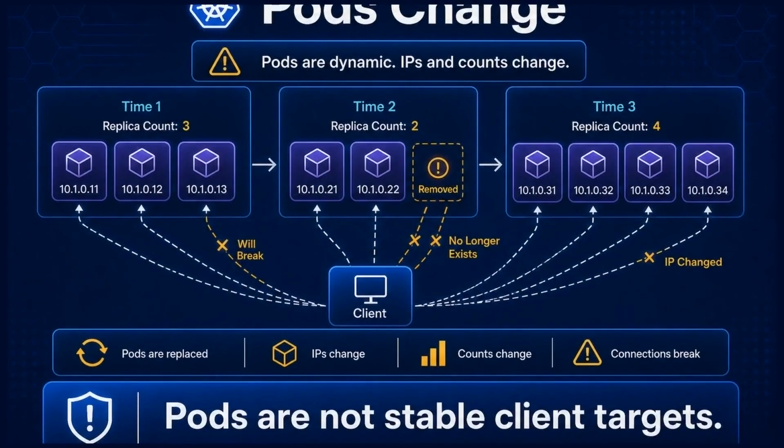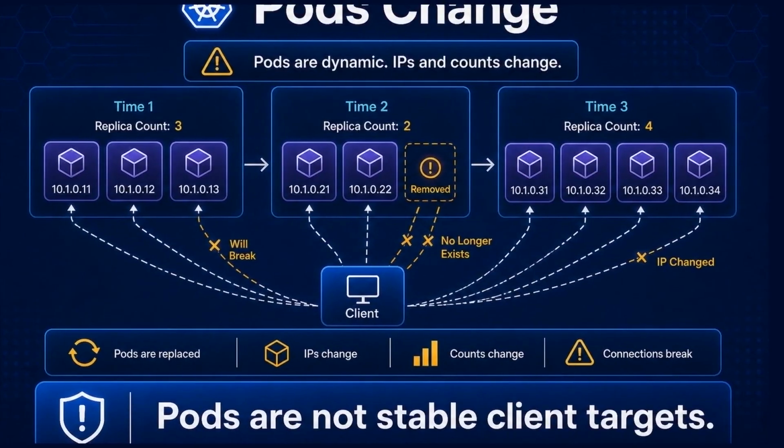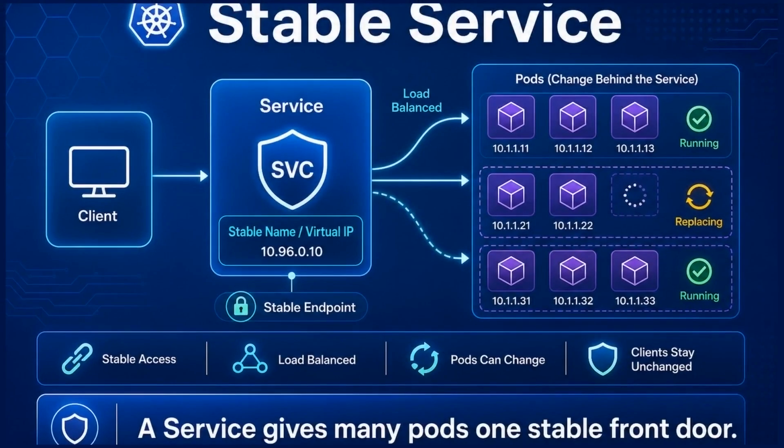Now let us talk about services and Ingress. A pod is not a good stable network target for application clients. Pods can restart, IPs can change, replica counts can change. That is why Kubernetes uses services. A service gives a group of pods one stable name and virtual IP.